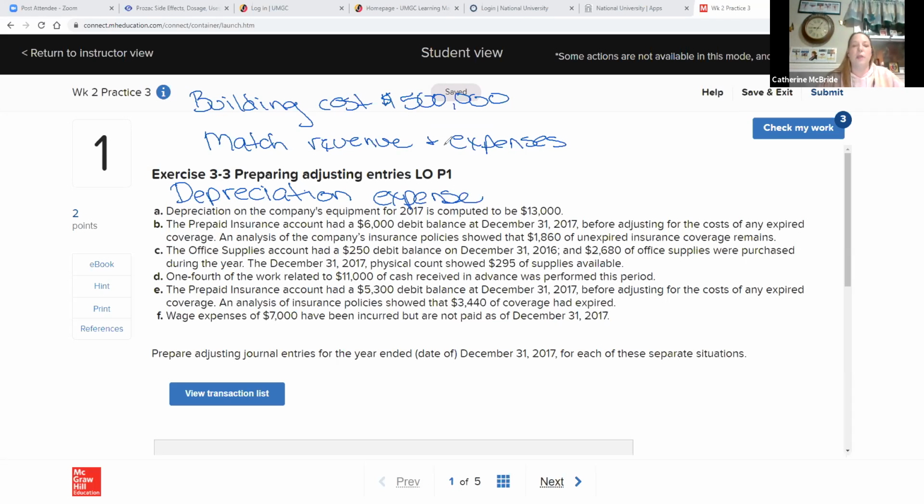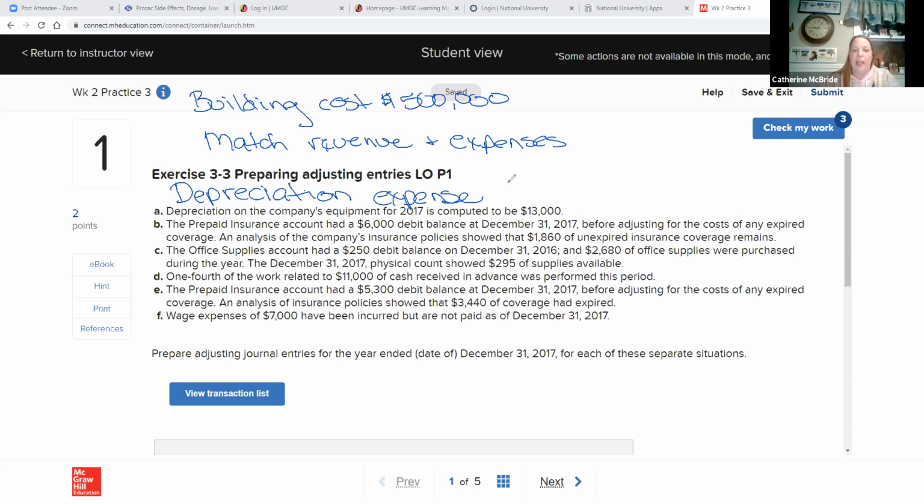And what we're going to do is say, okay, let's say this building is $500,000 and we expect that we're going to be able to use it for 20 years. So we're going to take 1/20th of that $500,000 and expense it as depreciation expense every single period. So then what's going to happen is we're going to record depreciation expense. That's going to go on the income statement.